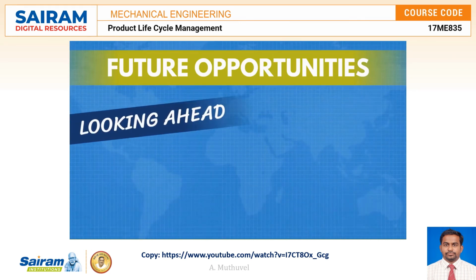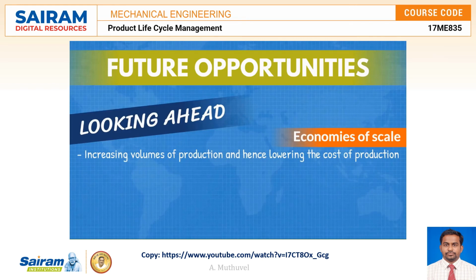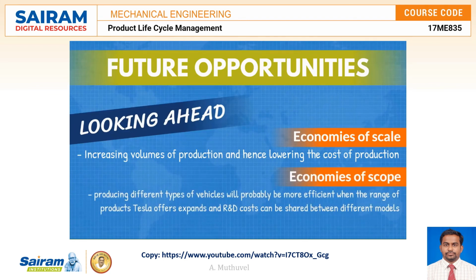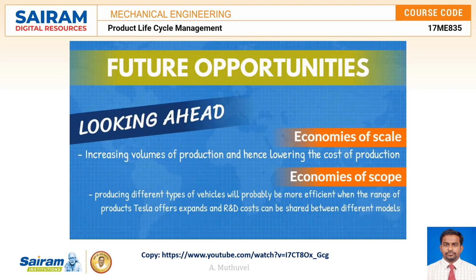Of course, there are some very enticing opportunities ahead of the company in terms of economies of scale, increasing volumes of production, and hence lowering the cost of production. Think Model 3, for example. Economies of scope. Producing different types of vehicles will probably be more efficient when the range of products Tesla offers expands, and R&D costs can be shared between different models.